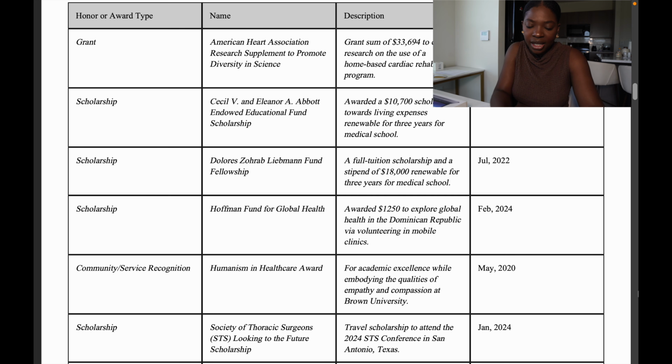The second one I have here is an internal Mayo Clinic scholarship fund that I got to help support my education at Mayo Clinic. And that is the Cecile V. and Eliana A. Abbott Endowed Educational Fund Scholarship, and that awarded me with a $10,700 scholarship towards my living expenses, renewable for 3 years for medical school. The next one I have here is my full ride scholarship, or should I say my full tuition and my $18,000 stipend, which is also renewable for 3 years, and that's from the Dolores Zorab Fund Fellowship.